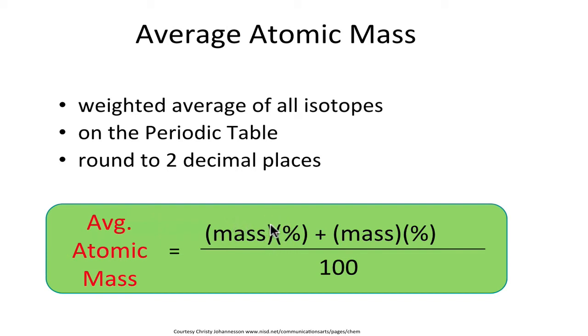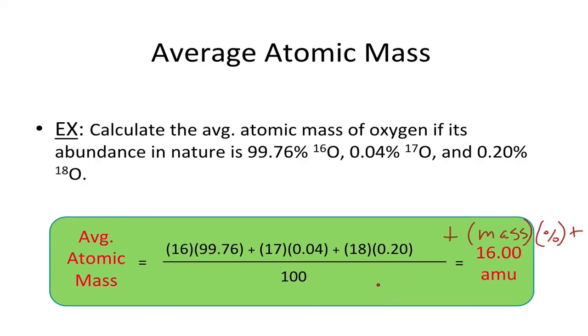You're going to take the mass of one isotope and multiply that times the percentage that it's found in nature, plus the mass of the next isotope times the percentage that's found in nature, and you can just keep going depending on how many isotopes they have. You can just keep adding that same grouping, and then you divide it by 100, and you're going to get your answer.